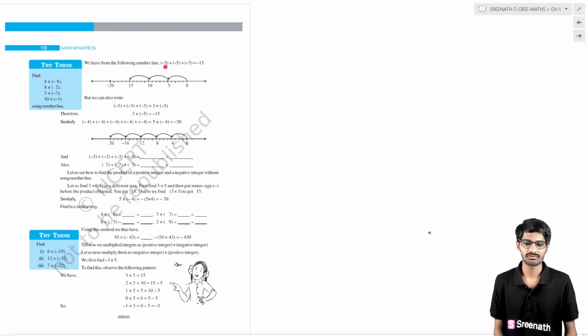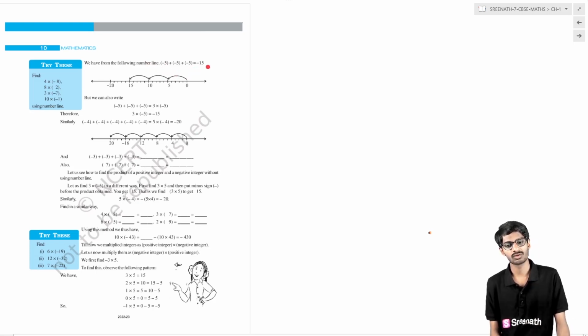Basically, in the same case, if -5 is added 3 times, what will we get? We will get -5 into 3, which is nothing but -15. We will write -15 as 3 into -5. Similarly, if you add -4 five times, 5 into -4 will give you -20.